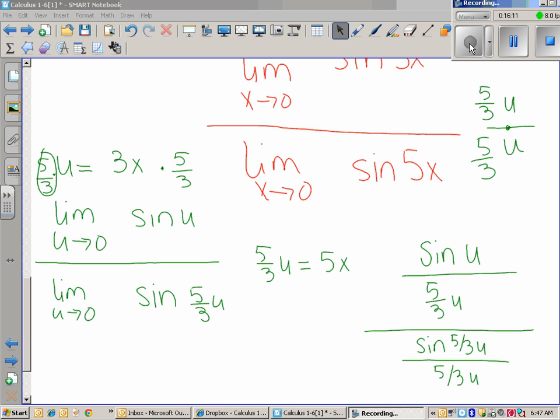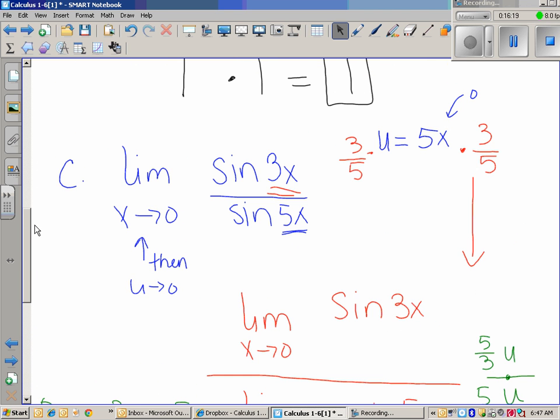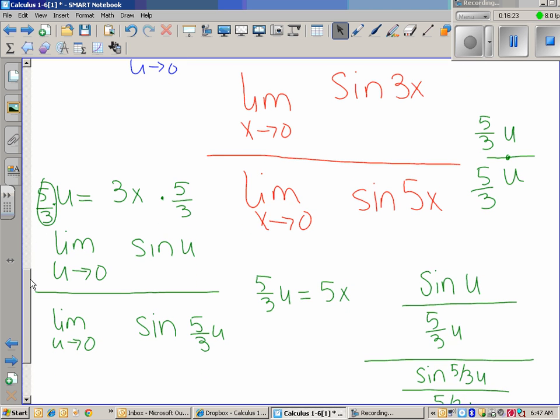Okay, so whether or not you do the substitution for u is equal to 3x and multiply by 5/3, or whether you use u is equal to 5x and multiply by 3/5, either way, you're going to end up with an issue here. Unfortunately for you, this is going to look uglier before it gets better.